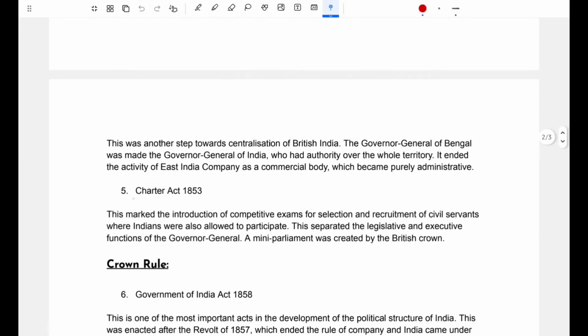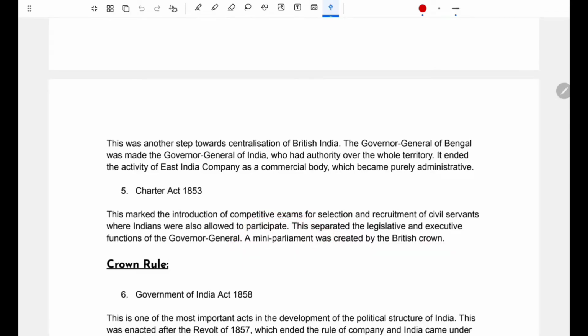In the fifth act, that is the Charter Act of 1853, we saw the introduction of competitive exams. This was done for the selection and recruitment of civil servants, and Indians were also allowed to participate. This act also separated the legislative and executive function of the Governor General. So a kind of mini parliament was created by the British government.